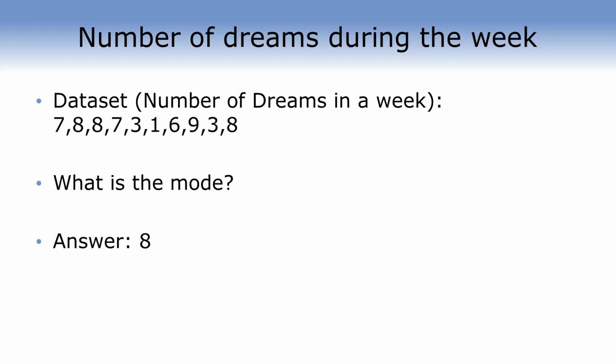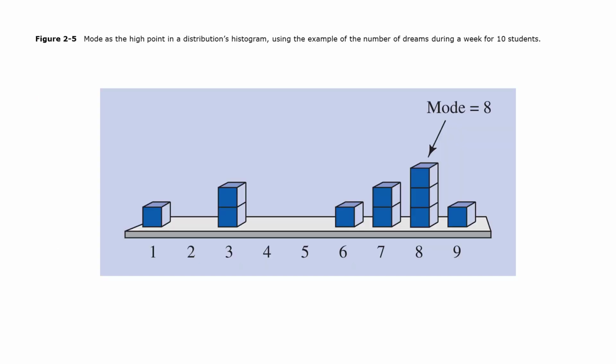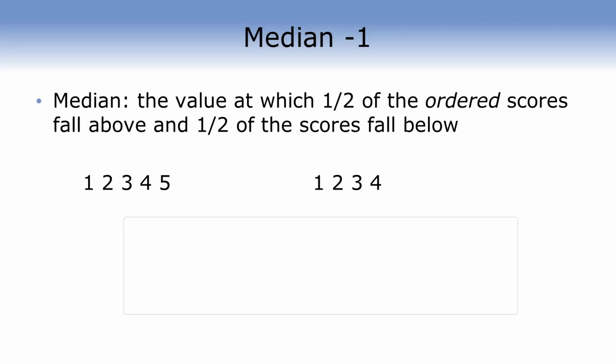The answer is 8. That is the most frequently occurring number, and if we look at the histogram, you'll see that is the peak of the curve. Now for the median. For the median, we have to order the data set from smallest to largest, and then we take the exact middle point. So the median is the point at which half of the data falls above and half the data falls below when it is ordered.